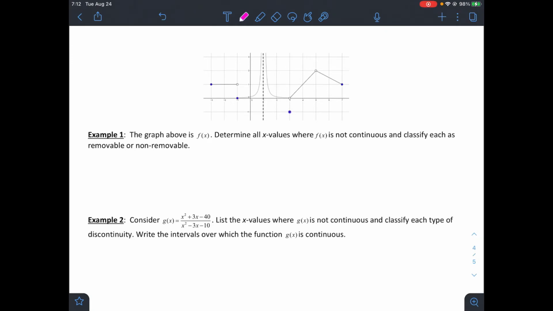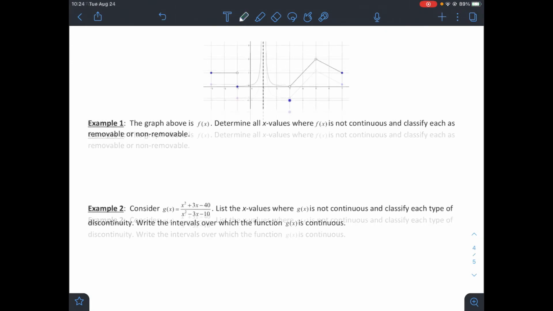All right, example 1. Here we have example 1. It says the graph of f is above. Determine all the x values where the function is not continuous and classify each as removable or not removable.